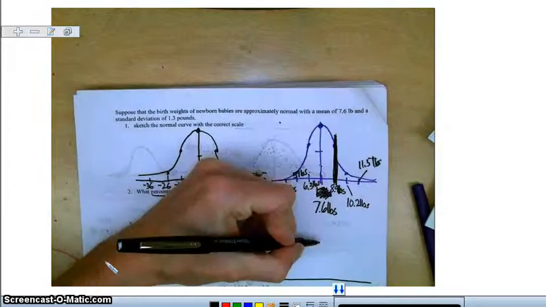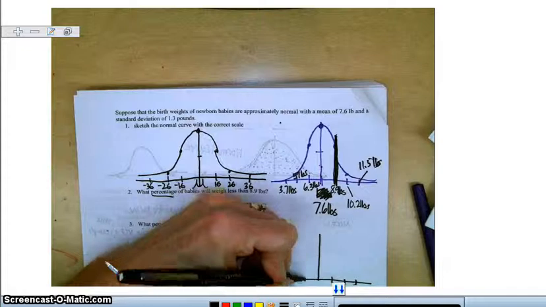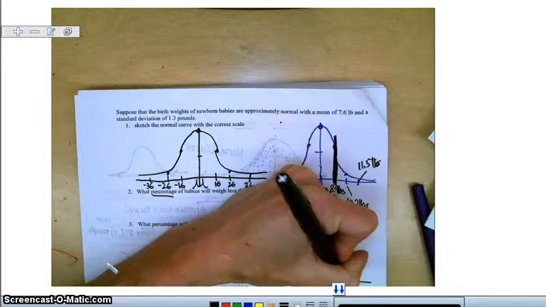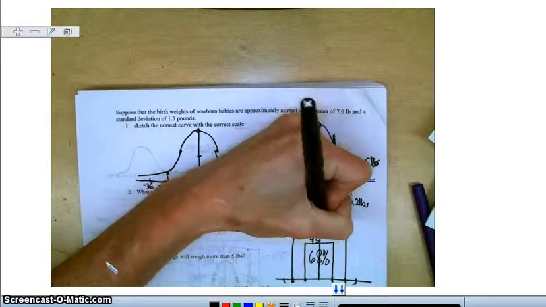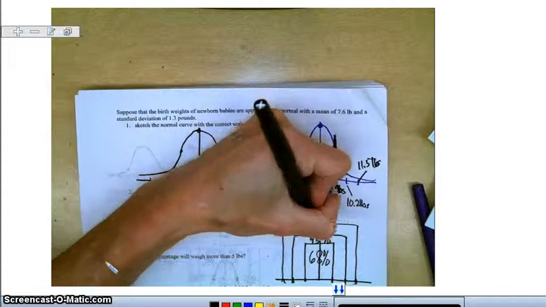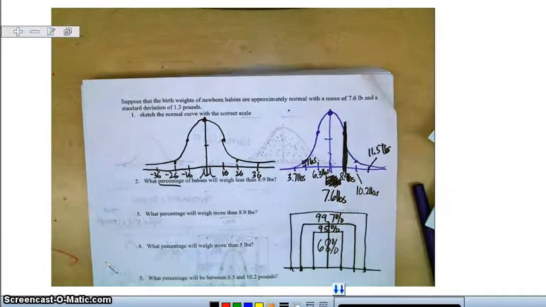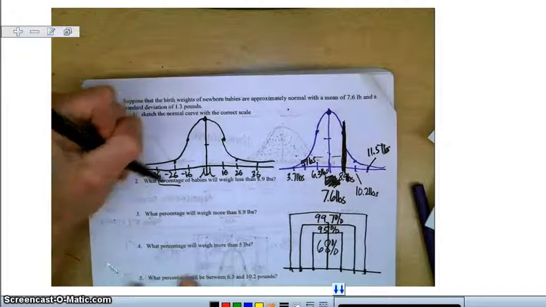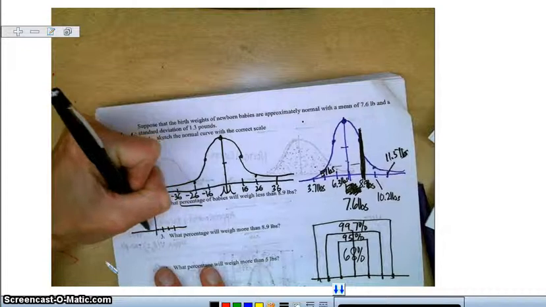So now here's where we're going to use our rule that we just had on the other page. Okay, so what I know is that in this little thing, 68% of all the data. Within this bigger thing, that's going to be 95% of all the data. And within this is 99.7% of all of the data. So I need to figure out basically what percent is over here. So for this particular problem, what percentage of babies will weigh that?